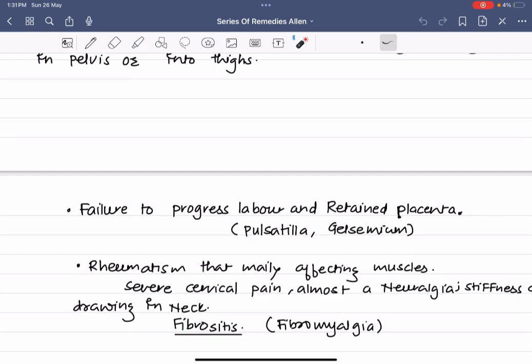There are also other important remedies like Pulsatilla and Gelsemium. In Gelsemium, we can think about this remedy for a retained placenta when there is an abortion, and after the abortion there is a retained placenta. We can think about Gelsemium. I think this symptom is given in the Nair repertory. You will get it if you search.